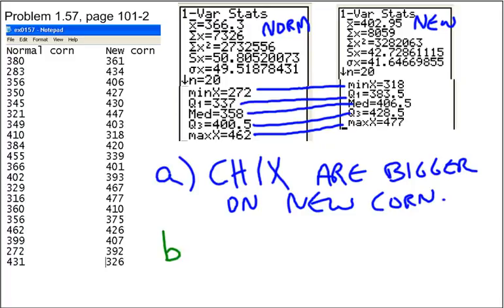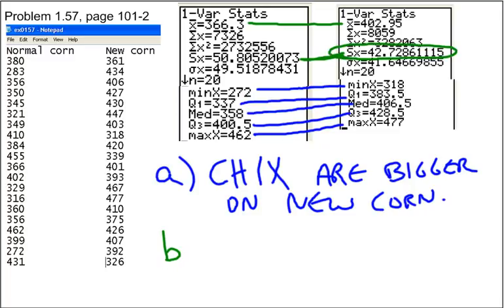Part B wants to talk about the mean and the standard deviation. So again, everyone should know this. Means are x bar. And the average weight was 402, 403 if you round, for the chickens on the new corn, and only 366 for the chickens on the normal corn. And here's the standard deviation that I'm talking about right there. And you can see there's less variation on the new corn as well.